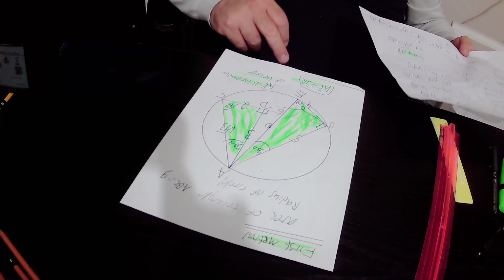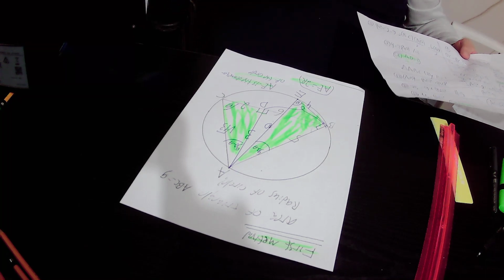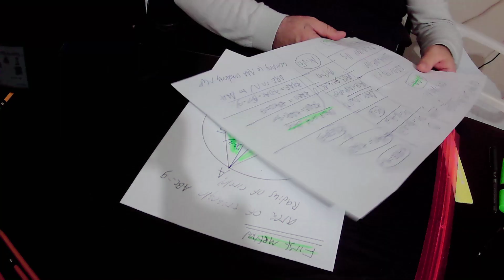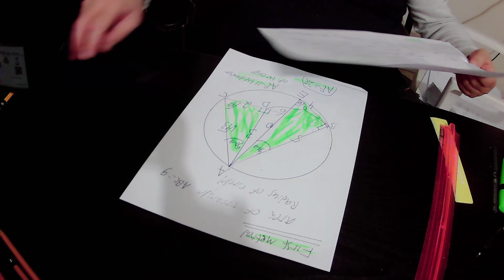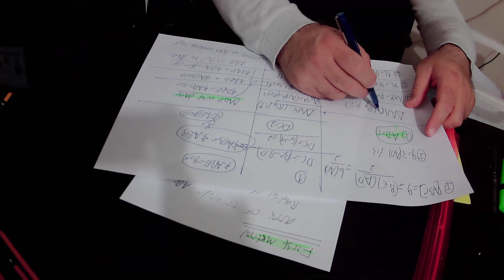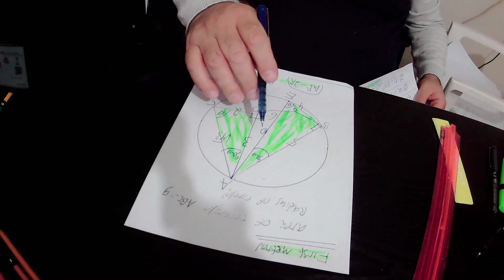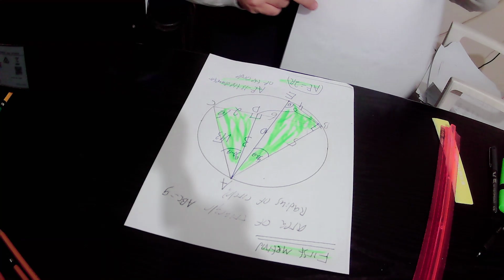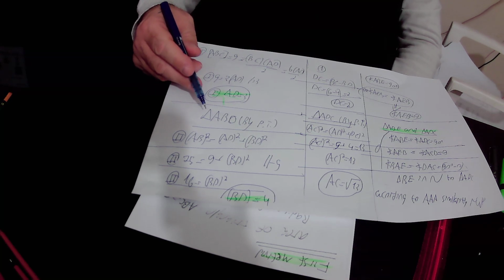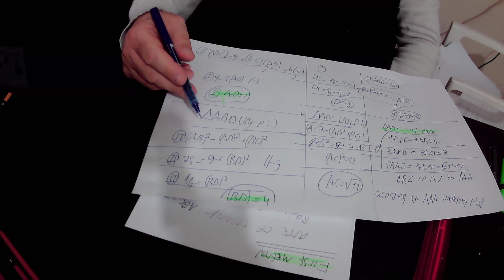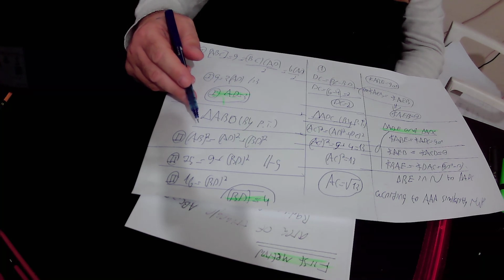So AD equals 3 units, then we focus on triangle ABD. In triangle ABD, according to the Pythagoras theorem, AB squared equals AD squared plus BD squared. AB is 5, so AB squared is 5 squared, that is 25. That is equal to AD squared. AD is 3, so AD squared is 3 squared, that is 9, plus BD squared. So 25 equals 9 plus BD squared, according to equation number 2.